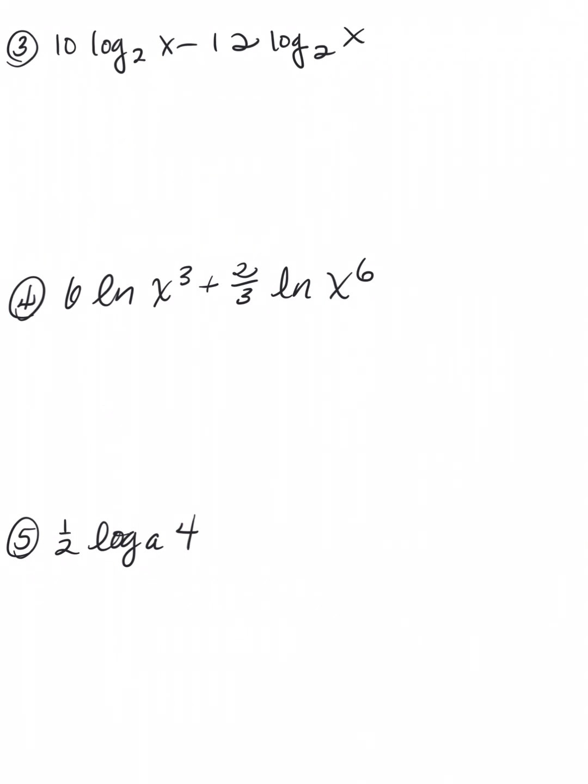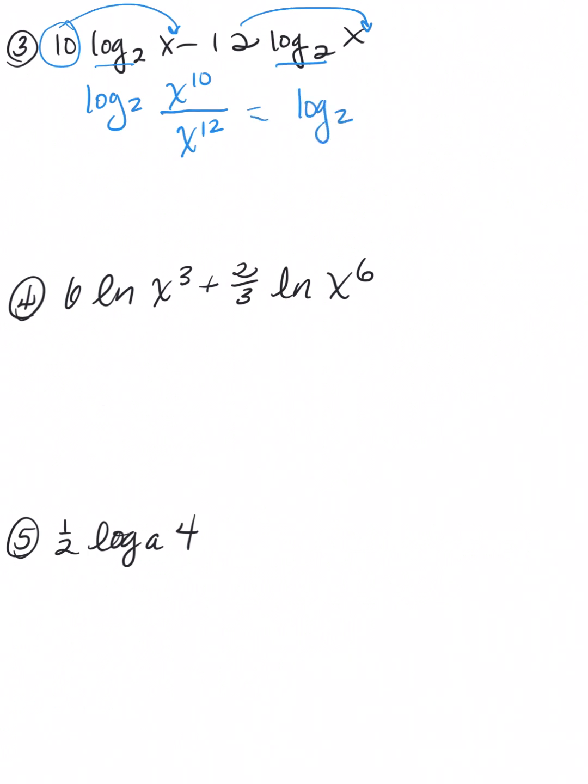All right, look at number 3. Log base 2, that's the shared logarithm. So we're going to start with the log base 2. Now there's a coefficient out here, so that becomes a power. So x to the 10th. The minus tells me there's a division bar. That coefficient goes with this x back here, so it'd be x to the 12th. Now, I can clean this up. Remember our exponent rules. Log base 2.